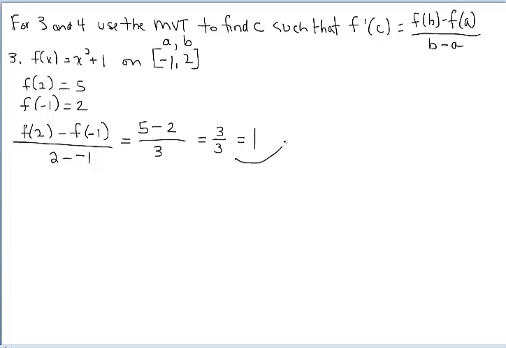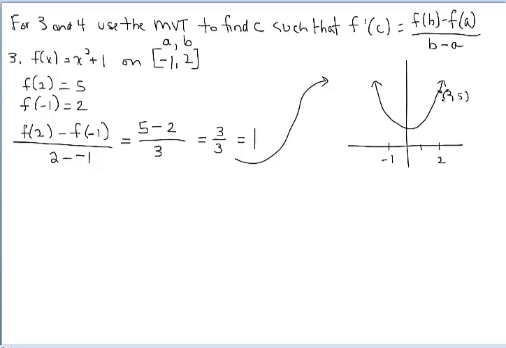Now let's go ahead and start to get a visual over here of what's going on. It's easy enough to look at x squared plus 1. So something like this. That's the function. Now remember, we're considering the interval from negative 1, perhaps over here, to positive 2, somewhere over here. We calculated the y value, so f of 2 is 5, so we'll call this point right here 2, 5. And f of negative 1 is the point negative 1, 2.